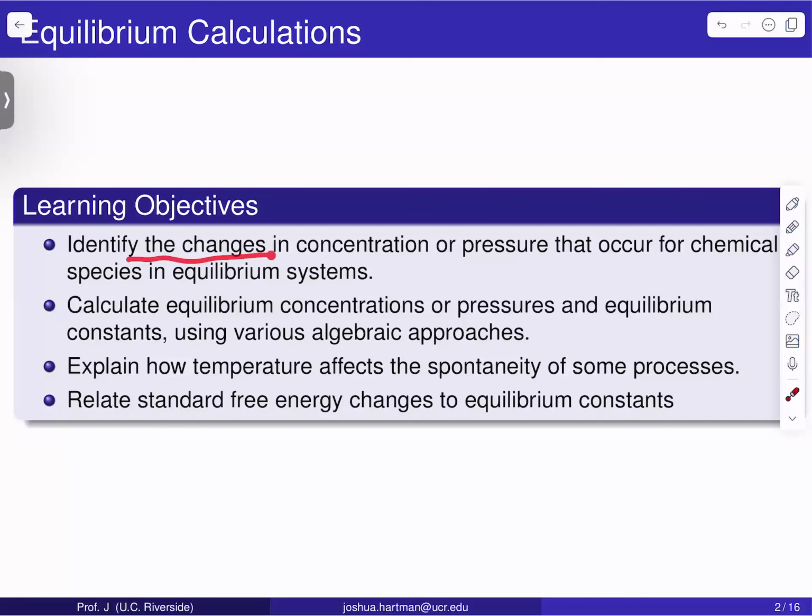We're first going to identify the changes in concentration or pressure that occur for chemical species in an equilibrium system. So you're starting off at some initial values. How are they changing? We then want to be able to calculate equilibrium concentrations or pressures and corresponding equilibrium constants using various algebraic approaches, right? So this is kind of the mechanics of how we go about solving these problems mathematically. And then we want to be able to explain how temperature is going to affect the spontaneity of some processes and relate standard free energy changes to equilibrium constants.